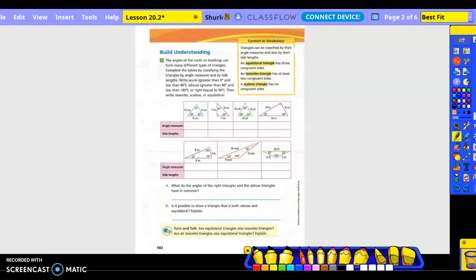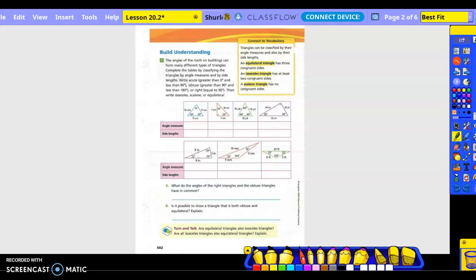So build understanding. The angles of the roofs on buildings can form many different types of triangles. Complete the table by classifying the triangles by angle measures and by side length. Write acute, greater than 0 degrees and less than 90 degrees, obtuse, greater than 90 degrees and less than 180, or right, equal to 90 degrees. Then write isosceles, scalene, or equilateral. Okay? So the angle measures.